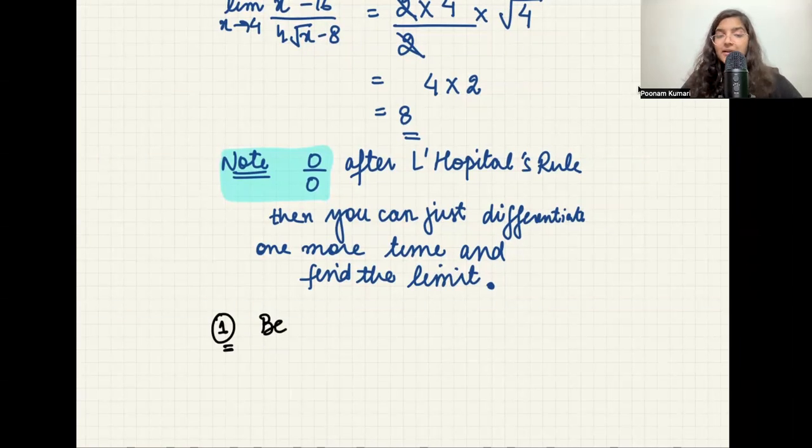Sometimes it might appear that you are getting a 0 by 0 form, but actually it's not a 0 by 0 form. It's just that you have not simplified your functions properly. In those cases also, sometimes students try to apply L'Hopital's rule, wherein actually your function is not in a 0 by 0 format. It's just that you have not simplified your function. And then when it's not a 0 by 0 form and you try to apply L'Hopital's rule, it will tend to give you wrong results. So you have to be careful whether you are in a situation wherein you can apply L'Hopital's rule or not.